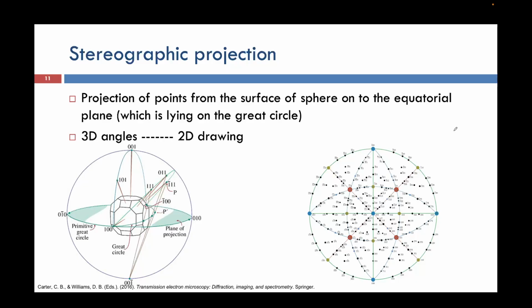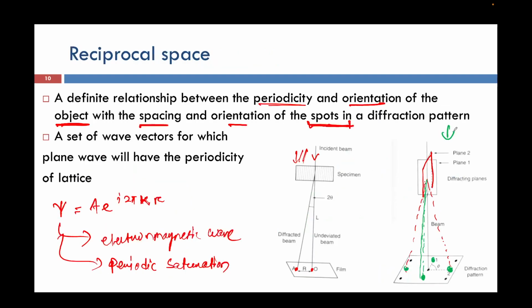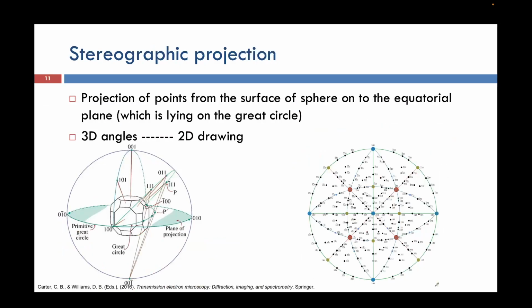Okay, and then how do we know that in the reciprocal space there will be multiple diffraction patterns, but how do we know the angles between them, the orientation relationship between them, and the distance between them? That we do using stereographic projection. So what do we mean by stereographic projection? It is the projection of points from the surface of a sphere onto the equatorial plane.